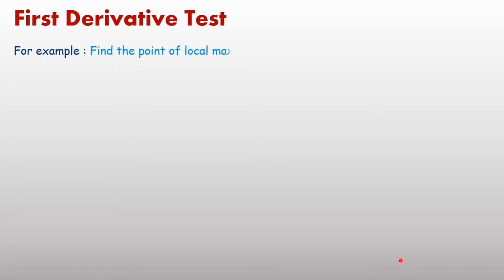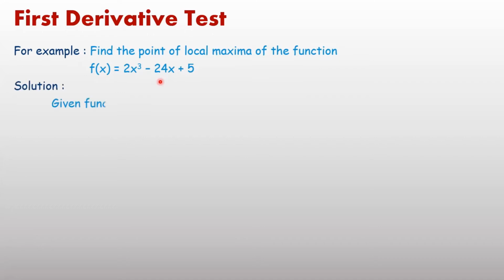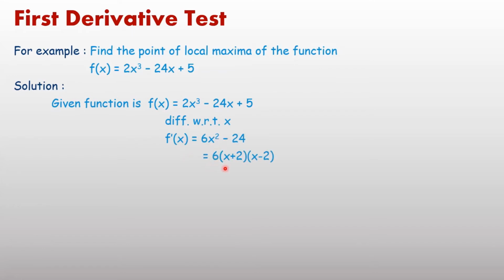For example, a function is given, f(x) equal to 2x cube minus 24x plus 5. You have to find the point of local maximum. As per the definition, first write down the function, 2x cube minus 24x plus 5. Differentiate and find f'(x) equal to 6x square minus 24, which is 6 common, (x plus 2)(x minus 2).